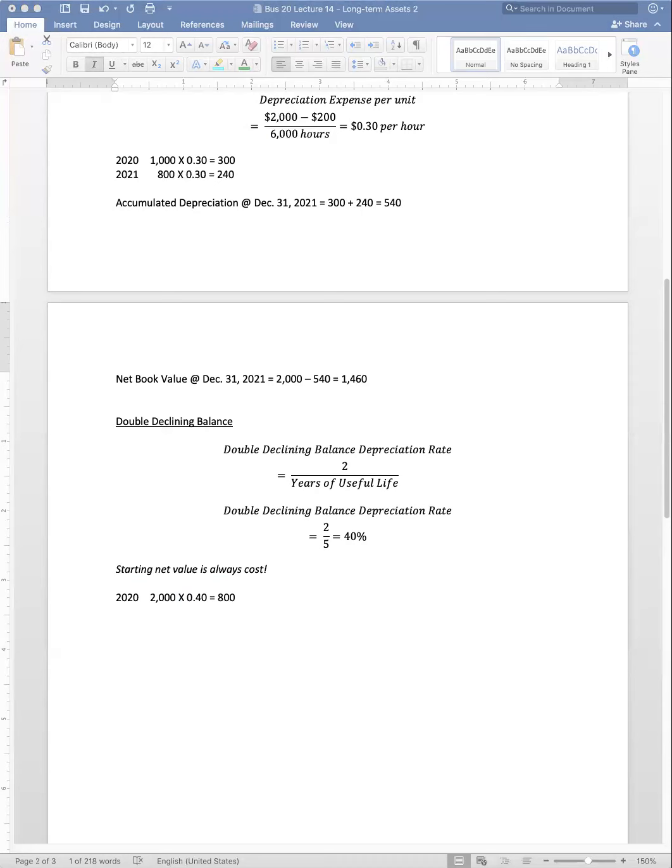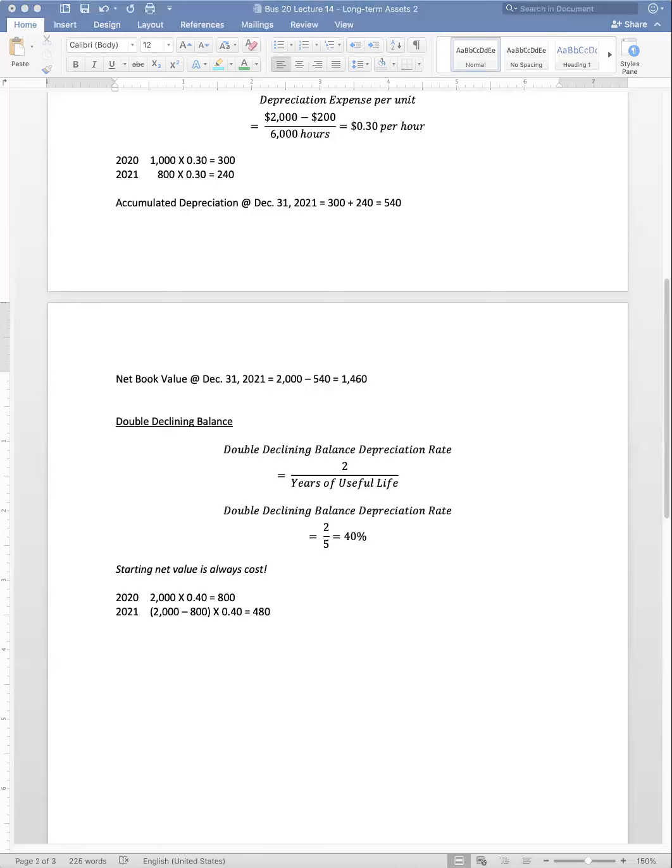All right, now for 2021, what's the net value going to be? Well, it's going to be the cost of $2,000 minus the $800 of depreciation we've already taken. So that will be $2,000 minus $800 times our 40% rate to give us $480.